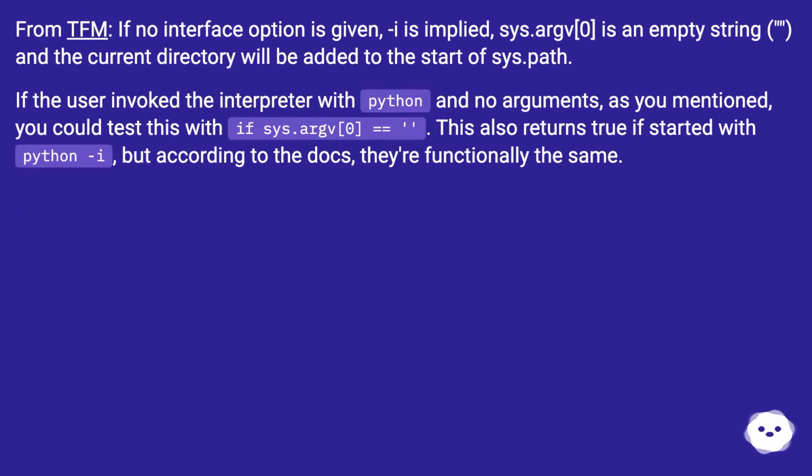From the manual, if no interface option is given, -i is implied, sys.argv[0] is an empty string, and the current directory will be added to the start of sys.path. If the user invoked the interpreter with python and no arguments, as you mentioned, you could test this with if sys.argv[0] == ''. This also returns true if started with python -i, but according to the docs, they're functionally the same.